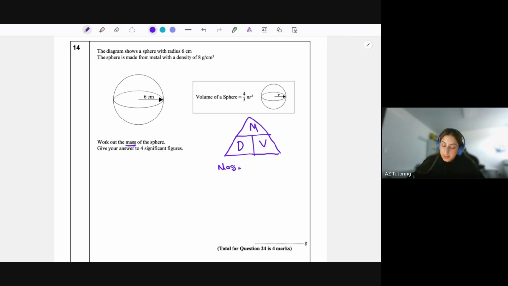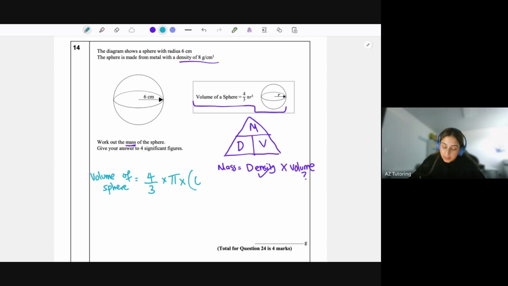The mass is going to be density times the volume. The density has been given to us. We just need to work out the volume, and that's why it's given us the volume of a sphere formula, because we're going to be using that to find the volume. So if we find the volume of the sphere, the volume of a sphere is 4/3 times pi times the radius cubed. So the radius is 6 centimeters cubed.